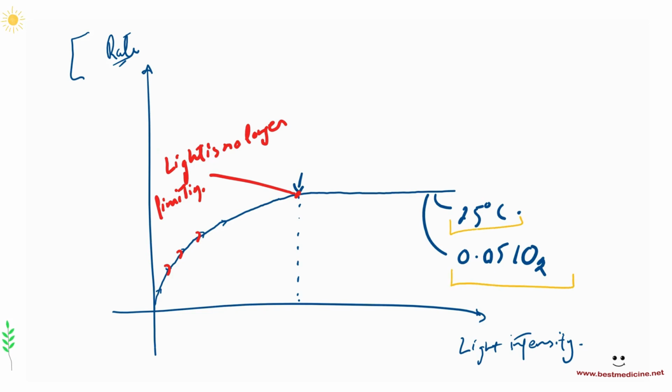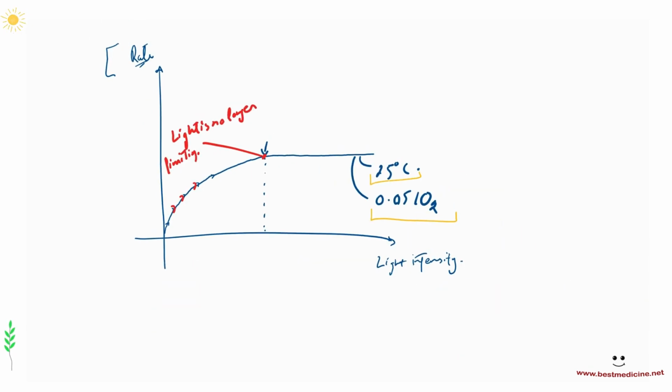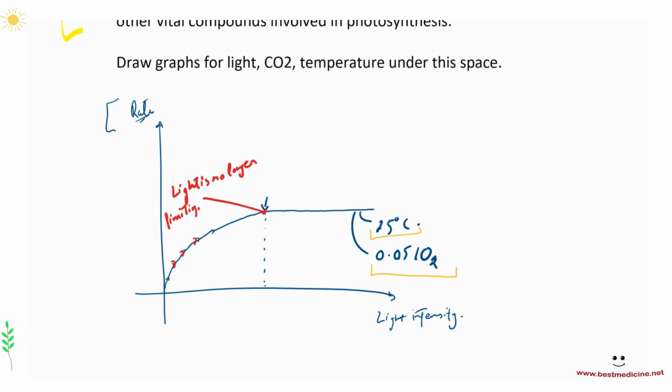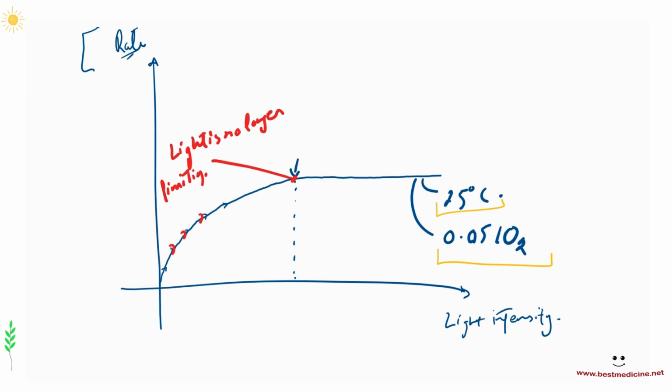Let's try to increase the temperature. So we take this graph and we start increasing the temperature. For the temperature graph, we're going to conduct the same experiment at 35 degrees Celsius. Let's try to do this. So in green here, here's the same experiment at 35 degrees Celsius. It reaches a higher maximum rate of photosynthesis at 35 degrees Celsius, while still being at 0.05% CO2.